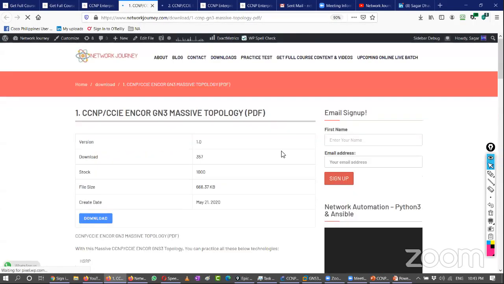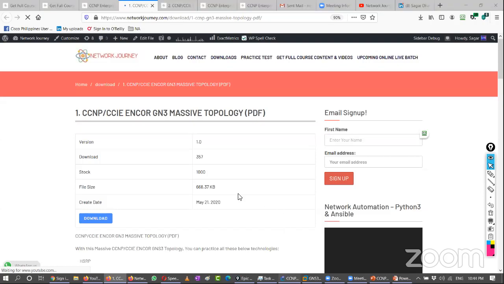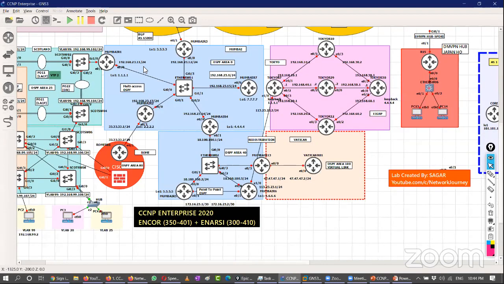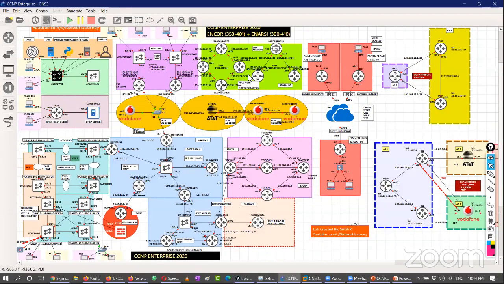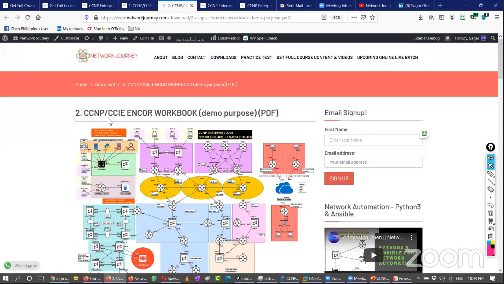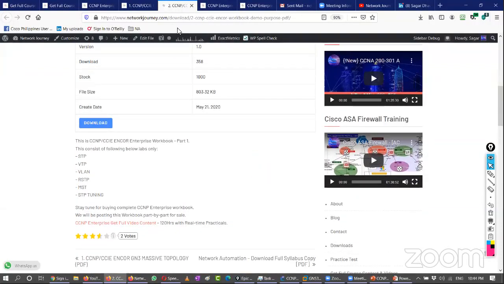You can just download this massive lab where you can practice almost every technology from your CCNP, even the CCIE. This is how it looks. This is my GNS3 platform, and this is where my CCNP lab topology is. I teach switching, routing, BGP, DMVPN, very advanced topics under BGP, everything on one single lab topology, which you can get from here. There is a download link here, and a sample workbook. I also have a workbook with more than 100 labs, so you can download it for free.